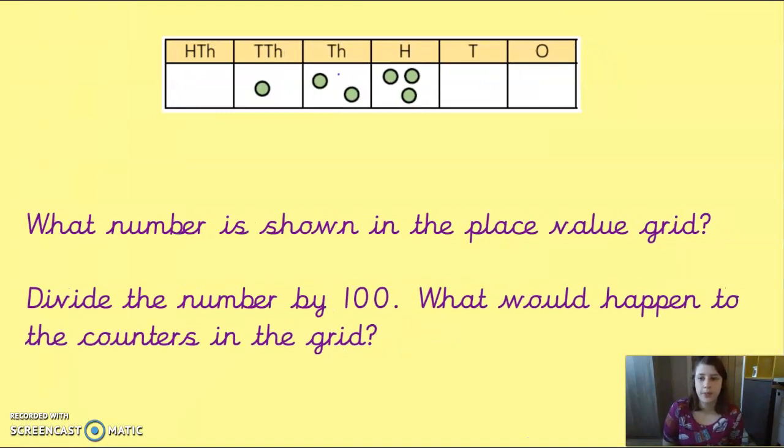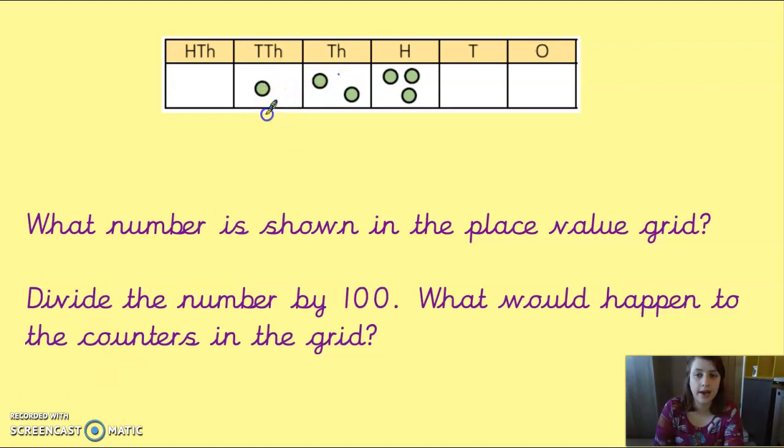So a quick question on the board. What number is shown in the place value grid? And then divide the number by 100. What would happen to the counters in the grid? So I want you to pause the video and then have a go at this and then come back when you are ready. Okay, so hopefully we all got the right number.